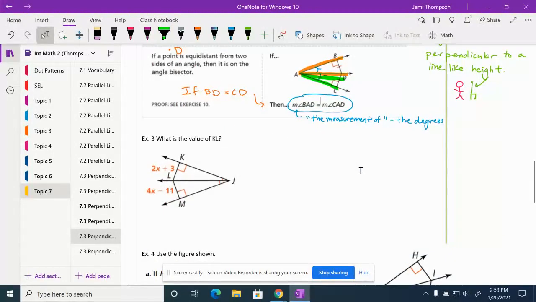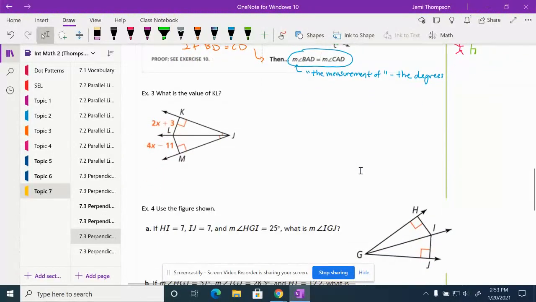Okay, so let's use that in practice. What is the value of KL? My goal is to eventually find the length of KL. Let's look at what I have first. What does the picture tell me? The picture tells me that KL is 2x plus 3 and LM is 4x minus 11. Tells me that KL is perpendicular to KJ and that LM is perpendicular to MJ.